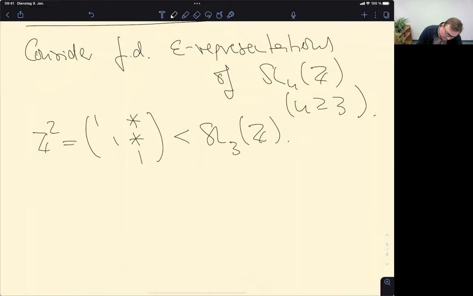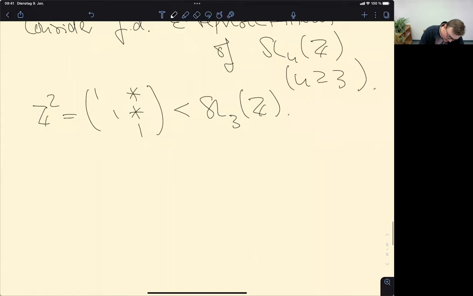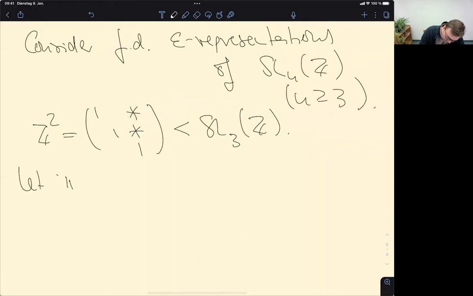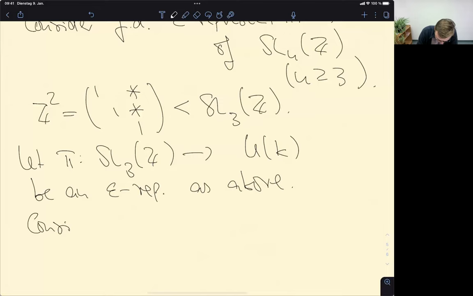Whenever you have an epsilon representation of SL3Z, you can also restrict it to this subgroup and see what happens on the subgroup. And I guess Michael used exactly this technique last week, so maybe you're familiar with this approach. So consider phi from SL3Z to U(K), where K is now a fixed finite number, be an epsilon representation in the uniform sense as above. And consider the restriction of pi to this copy of Z square. So that's now a map from Z square to U(K).